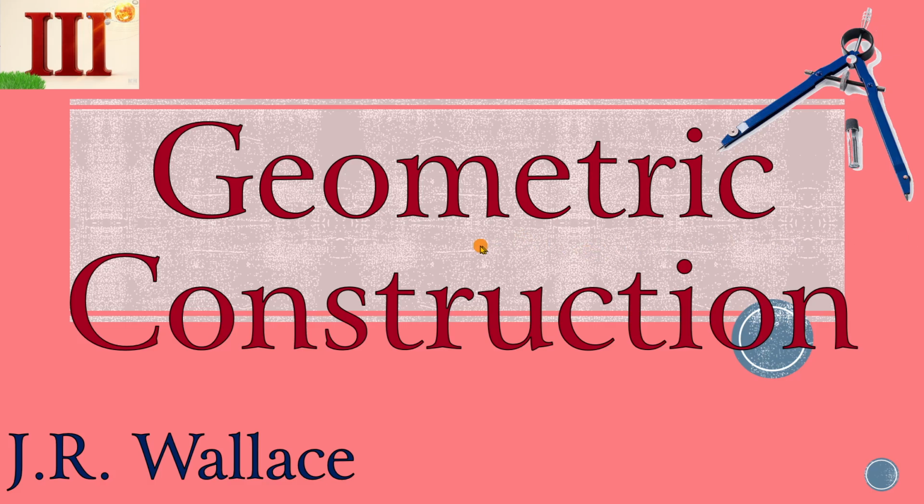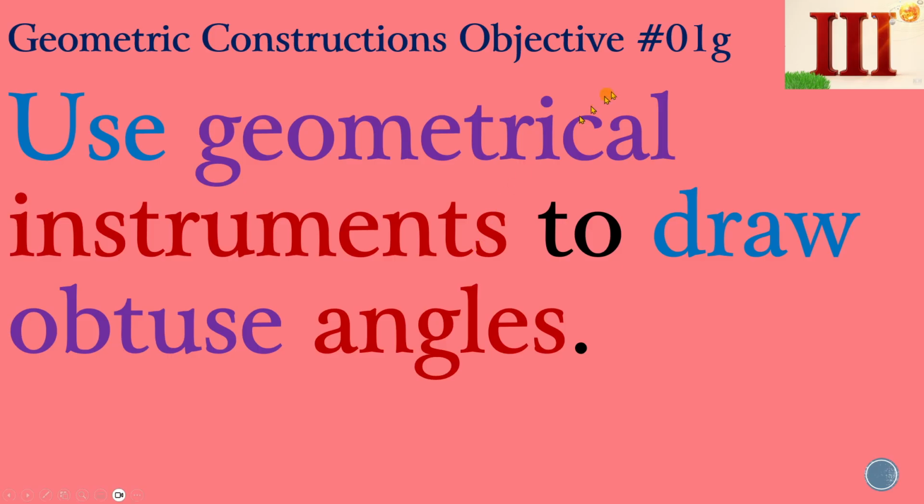We continue with our geometric construction. We now focus on objective 1G. We're still using geometrical instruments. And this time we're going to draw an obtuse angle.